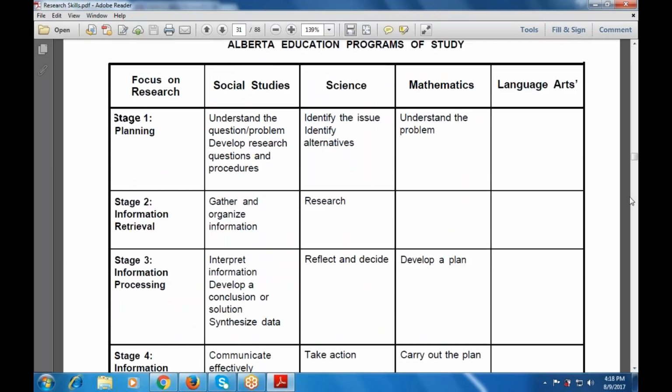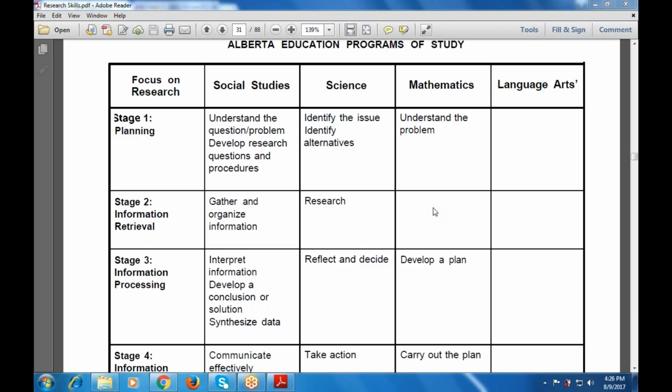Okay, very good. Now, any doubts anyone till here in the Alberta Education? Yes, Joseph, tell me. In the case of stage one planning, what is the main content in the science? Identify the issue, identify the alternatives. What are the various issues? What are the alternatives that are available in the planning process? Understand the problem. What is the main problem? What is the main logic behind that?